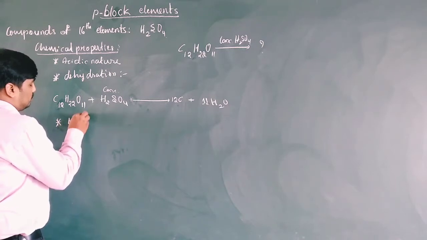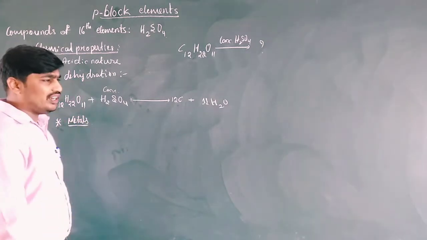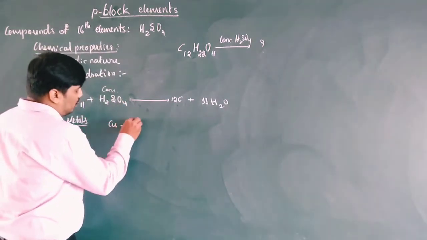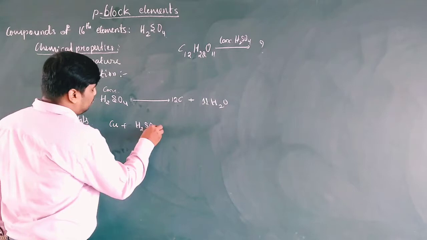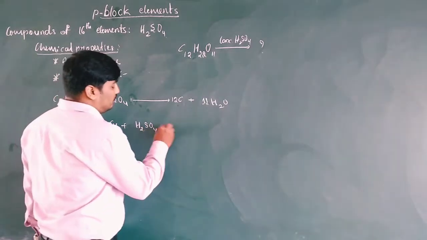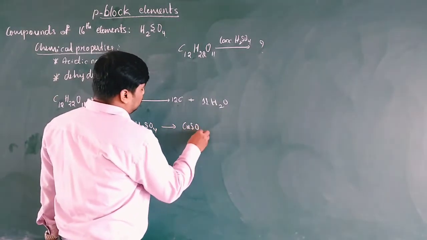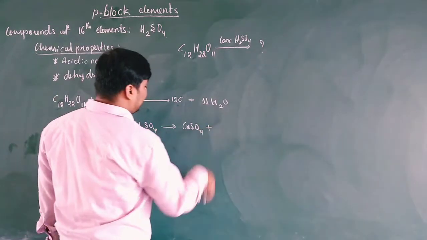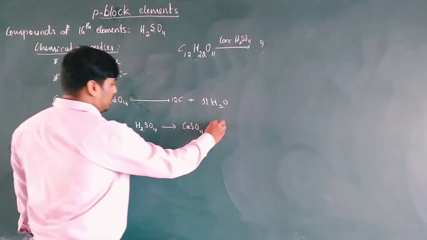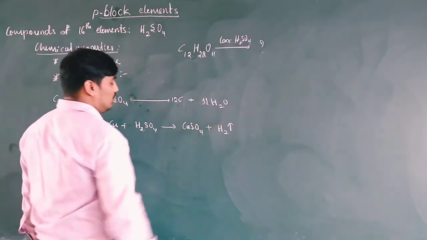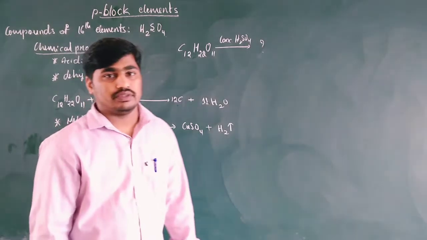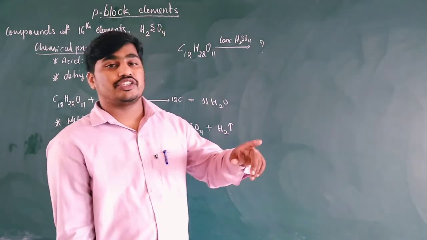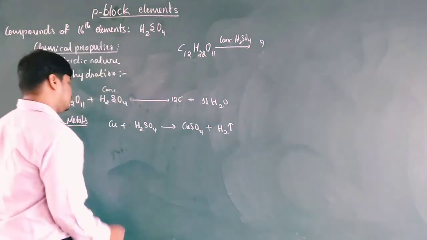reaction with metals. How does it react with metals? When copper reacts with concentrated sulfuric acid, it forms copper sulfate. Copper sulfate is formed. Okay, what are the other things remaining in the reaction? Hydrogen gas is evolved. You already know that when metals react with an acid, hydrogen gas is evolved during the reaction between metals and acids.